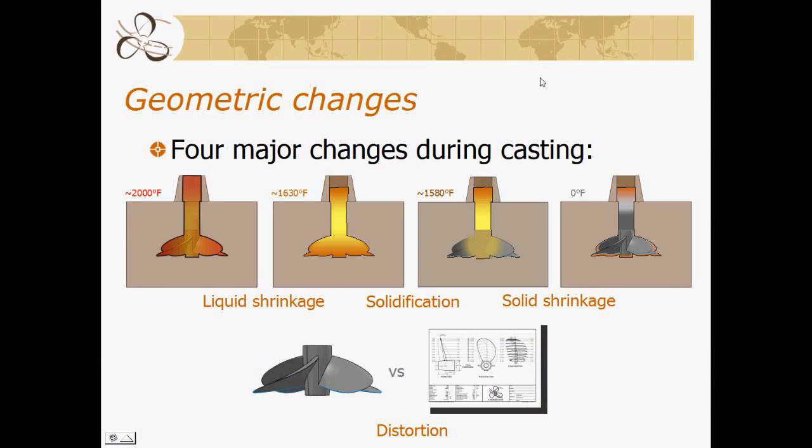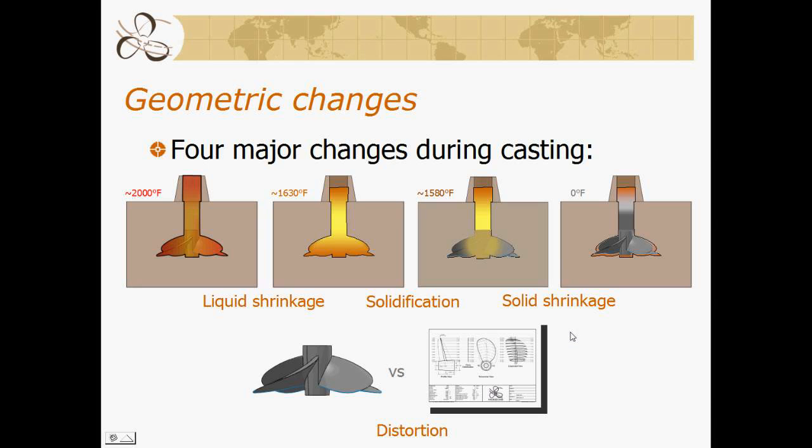There are four major geometric changes that occur during the casting process. When the hot liquid material is first poured into the mold, it will begin to cool. The liquid itself will shrink as the liquid is cooling. At a certain point, the material begins to cool to the point that it will solidify. The solidification of the liquid to the solid also is an additional shrinkage that we need to be concerned about. And lastly, once the propeller has solidified, it's still hot. As it cools to room temperature, we'll see an additional shrinkage due to the thermal effects.